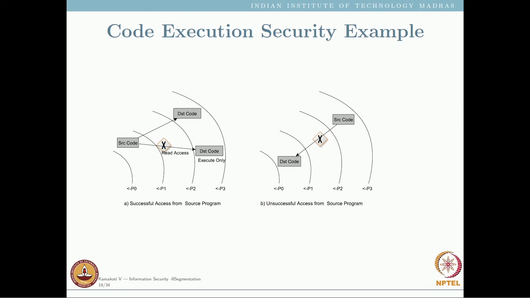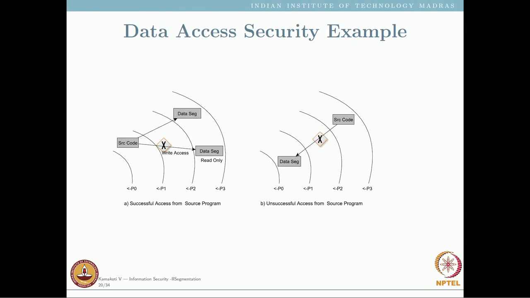Similarly, source code at privilege 3 cannot jump to or read a destination code or data segment which has a DPL of privilege 0. Similarly, a source code at privilege 0 can read or write at privilege 3, but cannot write into a data segment at privilege 3 which is a read only data segment. A source code at privilege 3 cannot read or write any data in privilege 0.